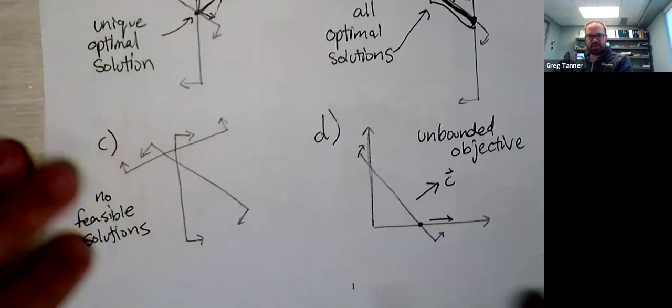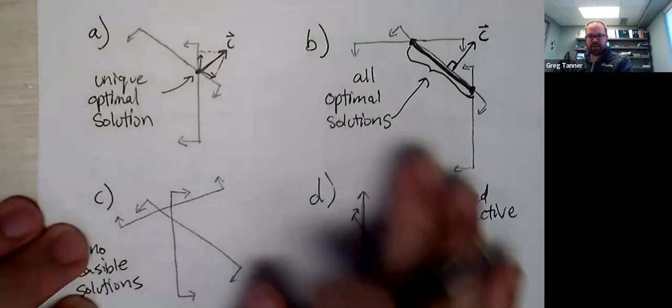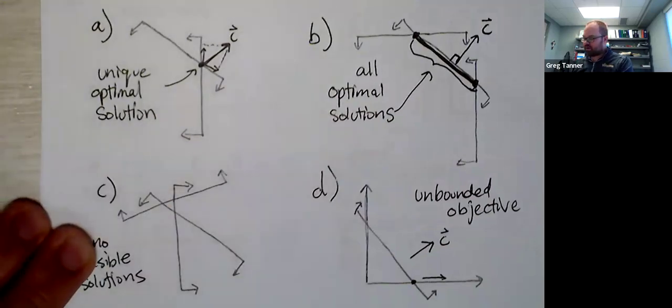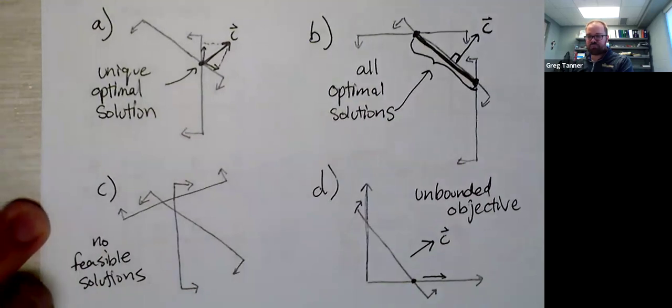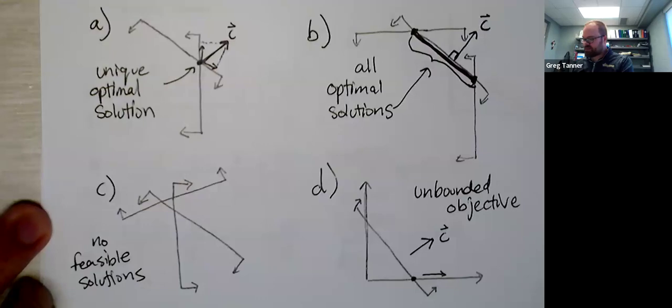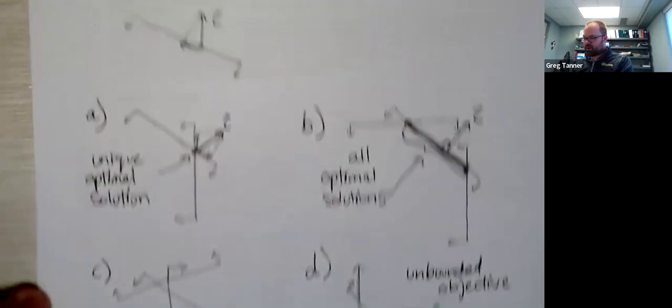So visually, those are the four scenarios that can happen. You're guaranteed that if you run the simplex method on a linear program, you're going to end up in one of these four end cases. Let's talk a little bit about them as you see them in the simplex method.